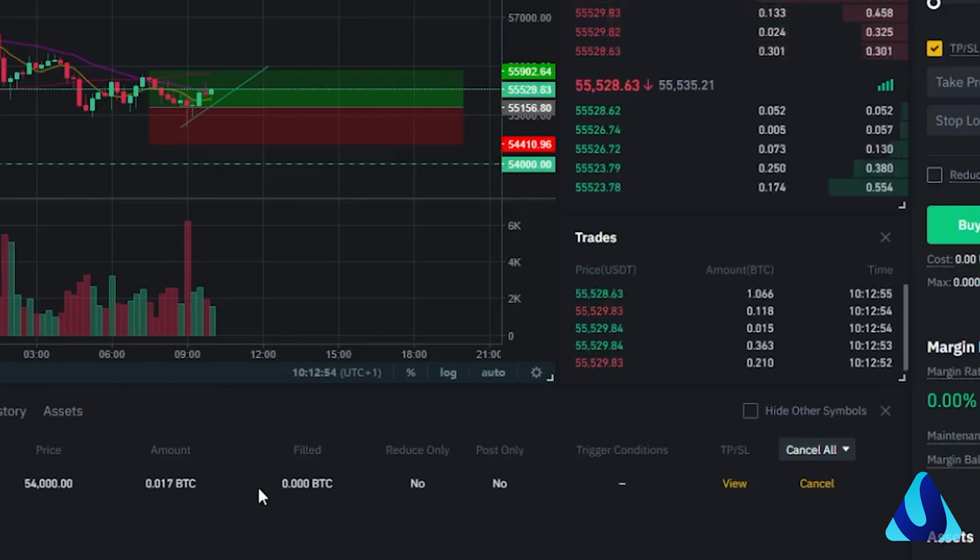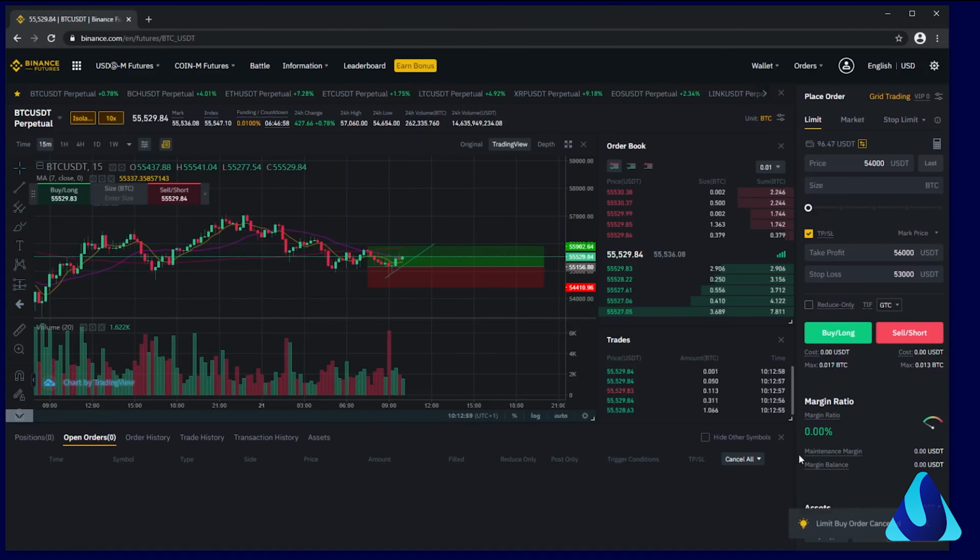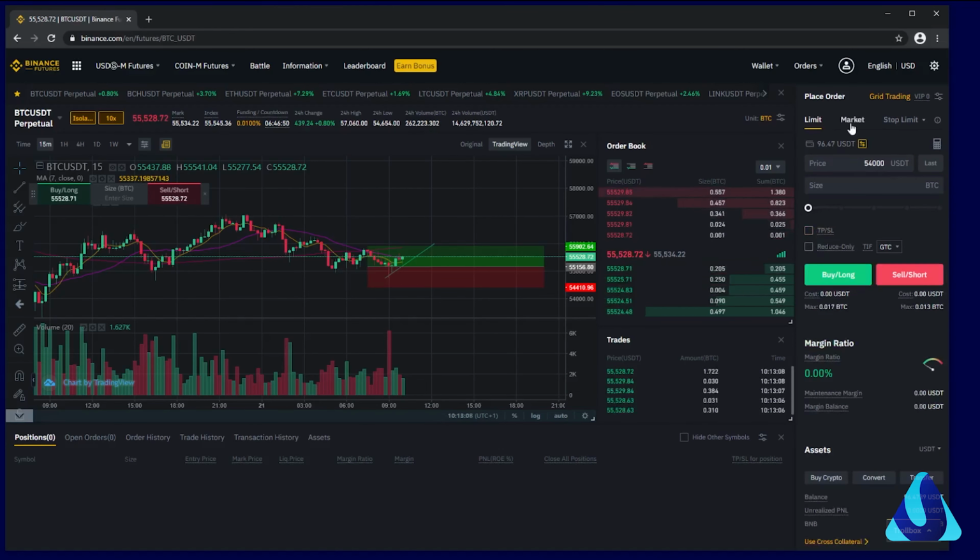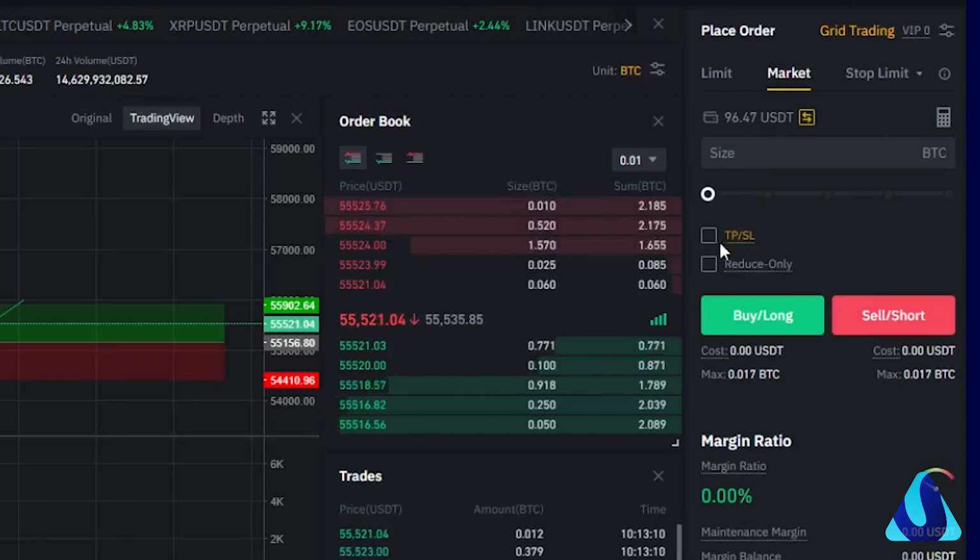Let's say you want to change that order, you can essentially just come over here and click cancel, and that will cancel the order completely, and you can then be in a position to set that order again. Now if we look at market order, the same can be applied.